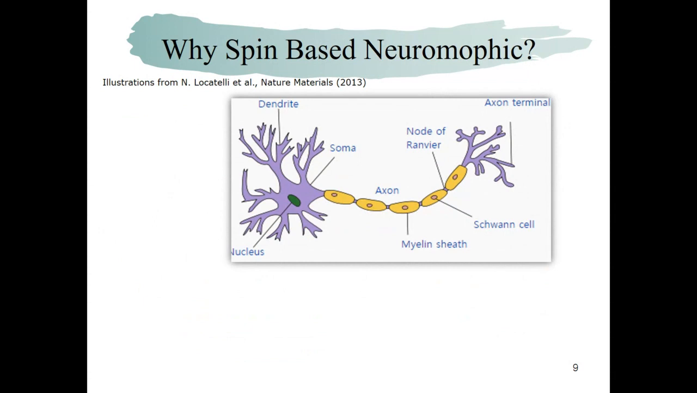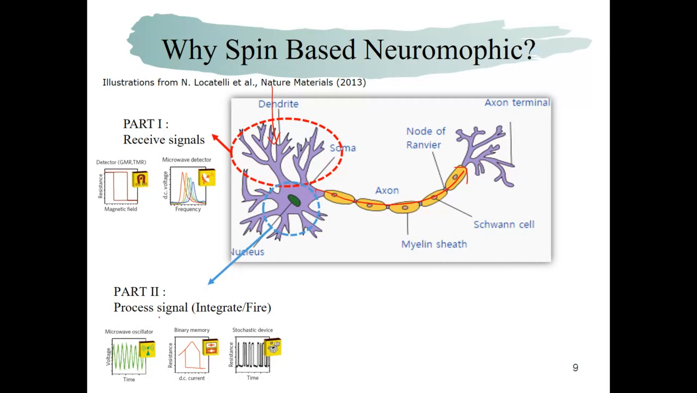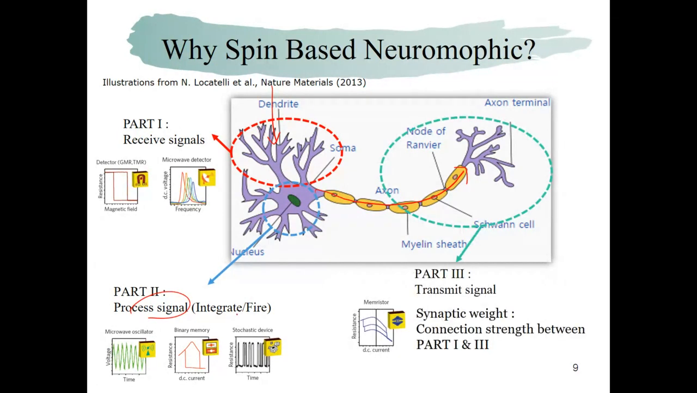So for example, this is the structure of a neuron. There are neurons, and they send signals through this, I just forgot the word, sorry. Anyway, when they receive the signal from the outside, they do some kind of processing, and then when the signal is good enough, they send the signal to the next one. Yeah. So this signal receiving part can be done with GMR or TMR devices or with a microwave detector.